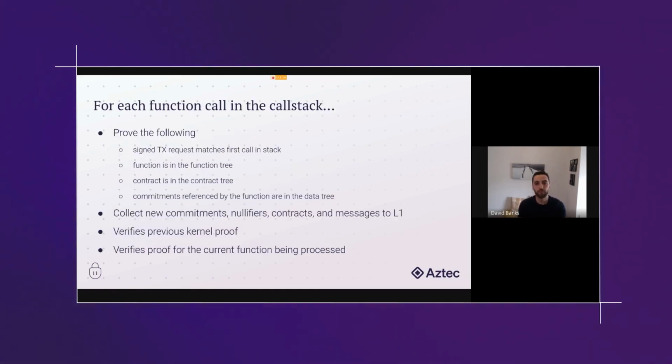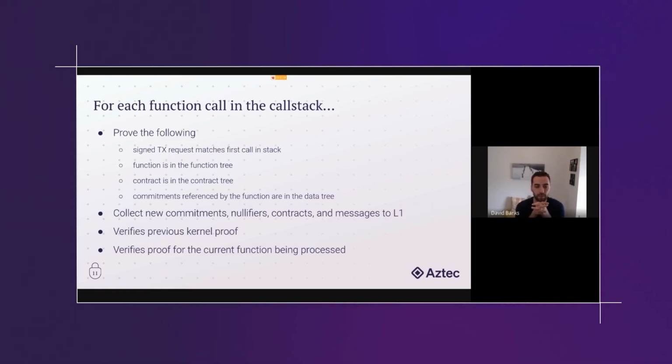Okay, so for each function in the call stack, the private kernel proves the following. It proves that the signed transaction request, the actual request that the user signed, matches the first call in the stack. It proves that the function is in the function tree and that the contract is in the contracts tree, basically saying, yes, this function of this contract does actually exist on Aztec. And it proves that commitments referenced by the function call are actually present in the data tree. It then collects any new commitments, nullifiers, contracts, or messages that are created by this function.